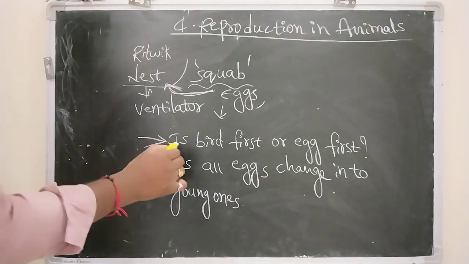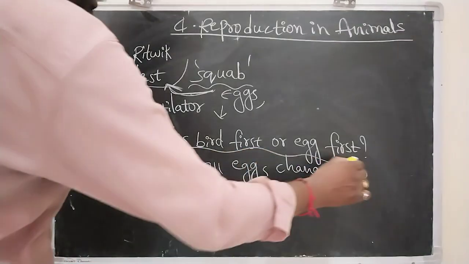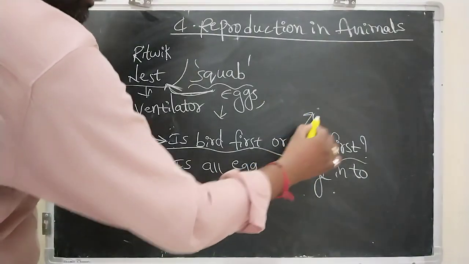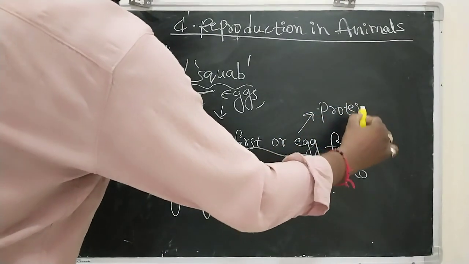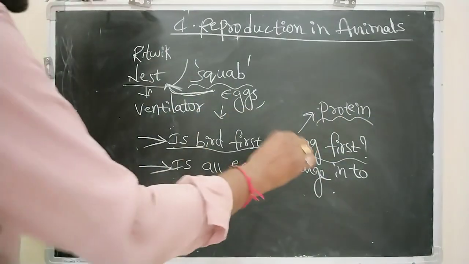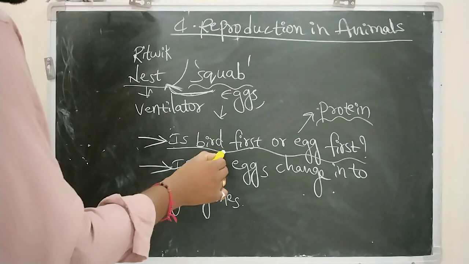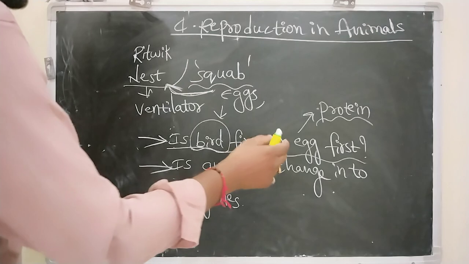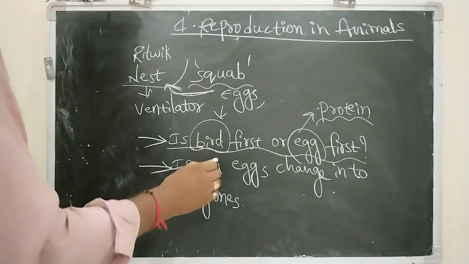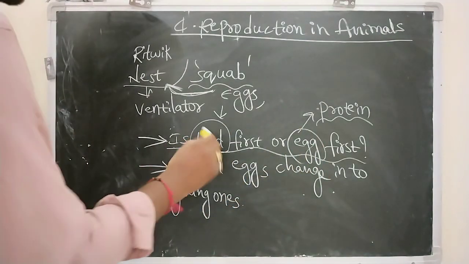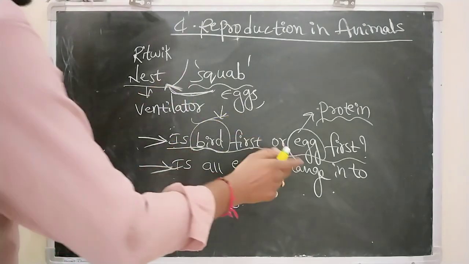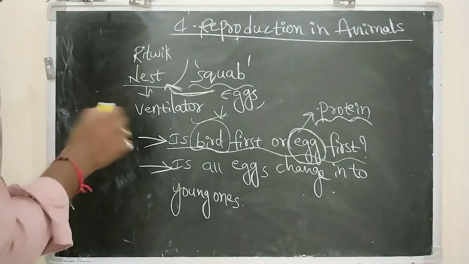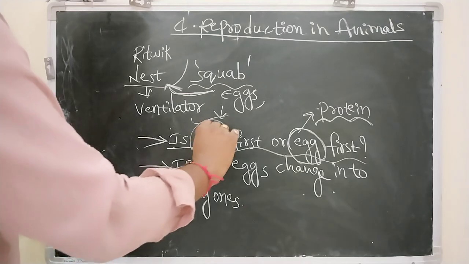So if you observe this question, is the bird first or the egg first? Remember, the shell of an egg is made up of a protein, and this protein is produced from the bird's body only. For example, if it is a hen, the shell present outside the egg is produced from the hen's body. If it is a pigeon's egg, it is produced from the pigeon's body. So the shell is prepared by the protein which is produced from the body of birds.